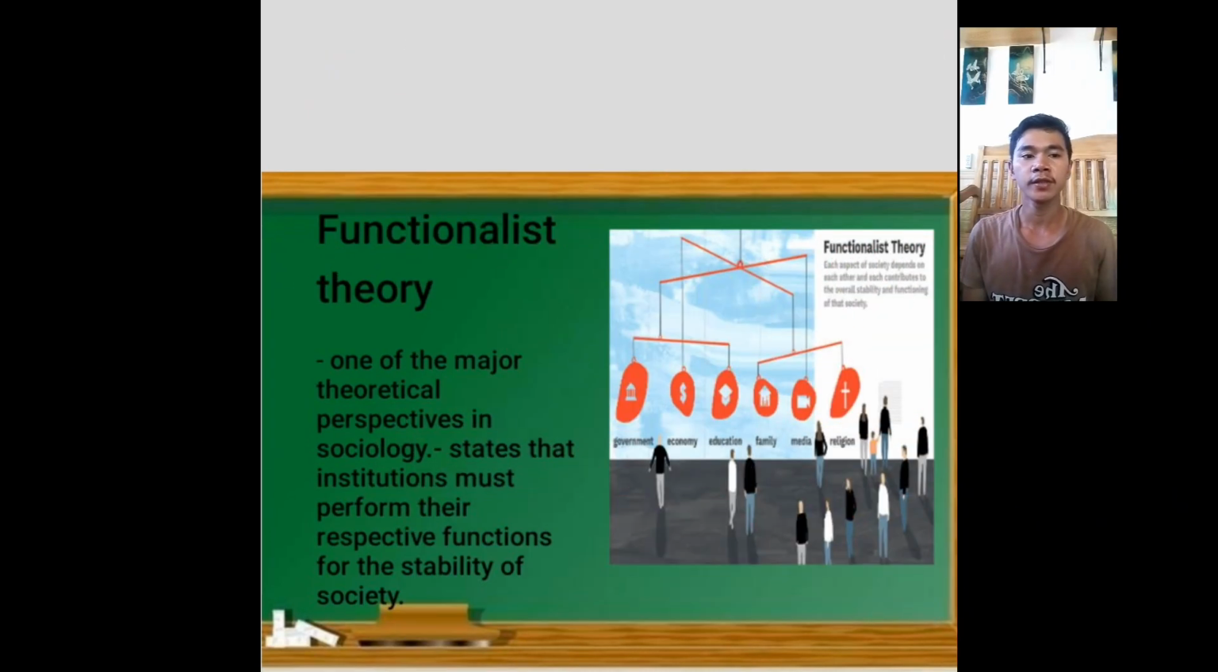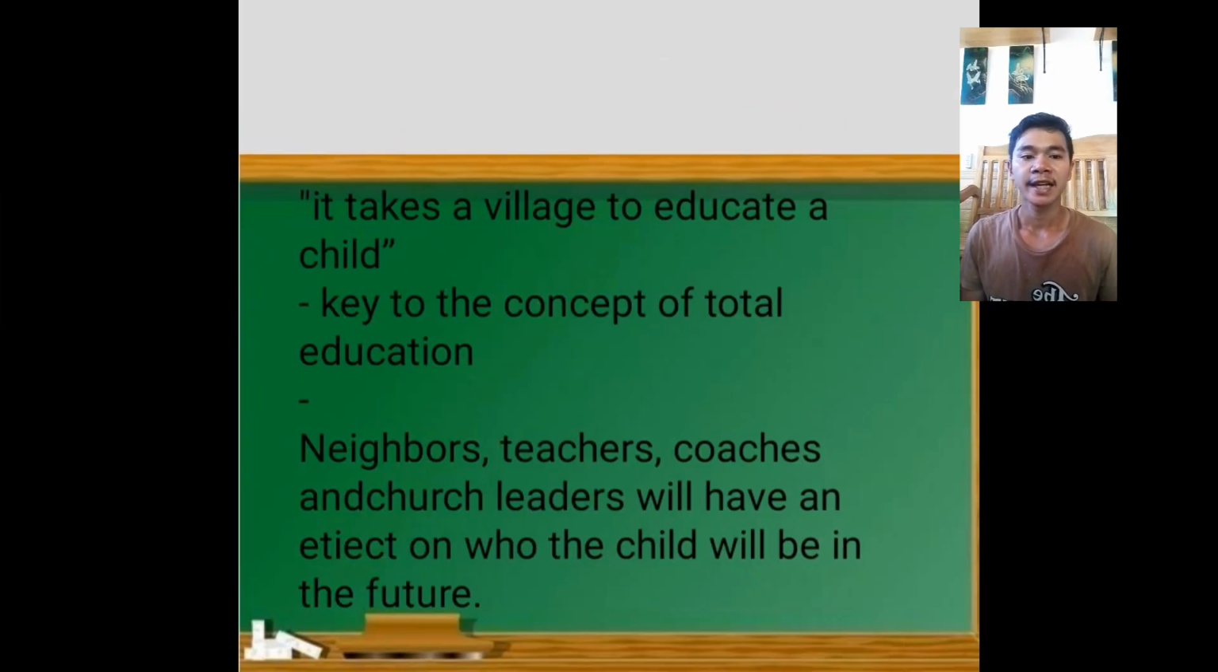The next is functionalist theory. Functionalist theory is one of the major theoretical perspectives in sociology. It states that institutions must perform their respective functions for the stability of society. So it takes a village to educate a child. This is key to the concept of total education.